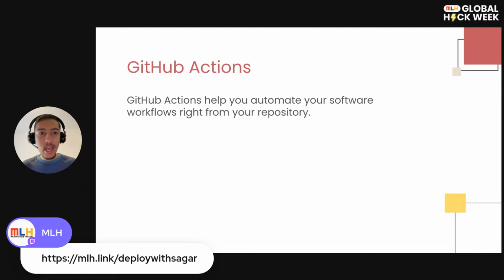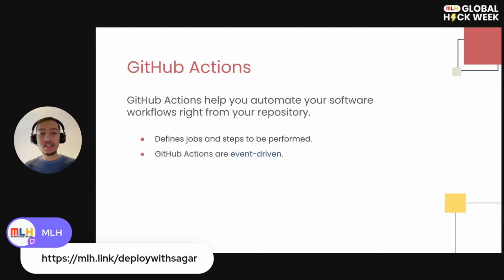Okay, next up we have GitHub Actions. GitHub Actions is a CI/CD workflow tool. It helps you to automate your software workflows right from your repository. You need to define different jobs and steps. Just think of it as a collection of different steps that are needed to package, build, and then finally deploy your application. All those different steps that you needed to perform manually, you just write in a workflow file with different jobs and steps, and then GitHub Actions does it for you.